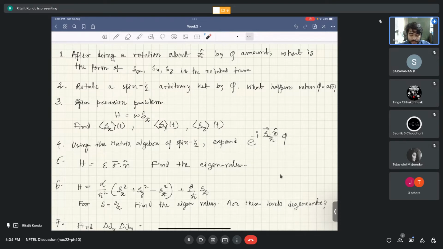Okay, so the first question is: after doing a rotation about the z-axis by this phi amount, what is the form of Sx, Sy and Sz? As you know, this rotation is actually a unitary transformation. Under unitary transformations the states change, and also the operators change their form. So if we do this kind of unitary transformation, which is physically a rotation, what will be the form of Sx, Sy and Sz? Let's try to work it out.